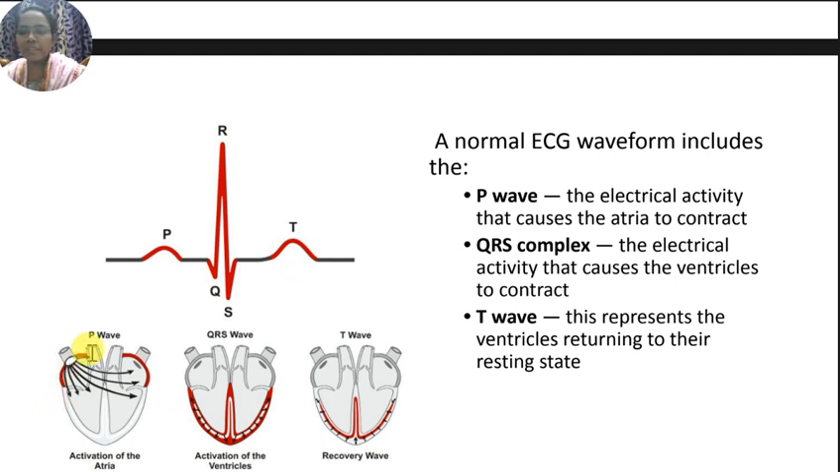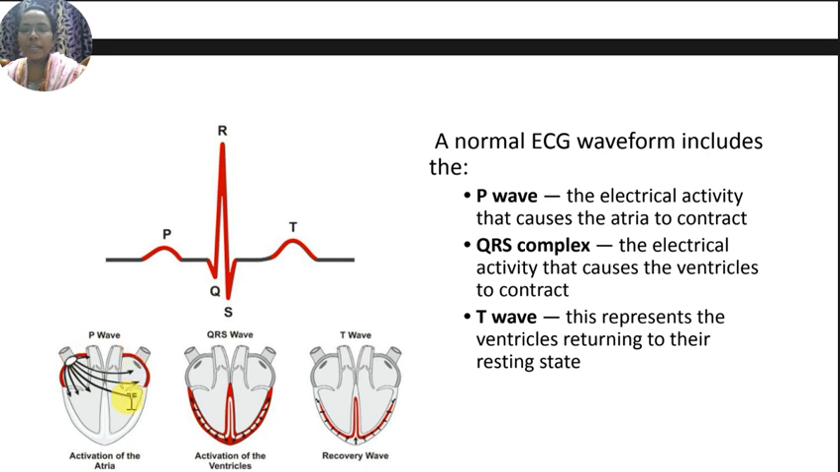Initially the electrical impulse is generated at the SA node. This is the SA node. Once the electrical impulse is generated, it gets transmitted towards the atrium. This is called atrial depolarization.